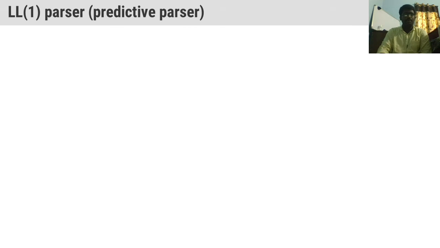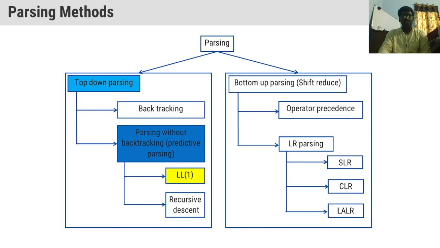So let us discuss the program called LL1 parser. LL1 parser. This is a predictive parser, LL1 predictive parser. Why? Because it is one of the types of parsing without backtracking. The other name for parser without backtracking is predictive parsing technique.